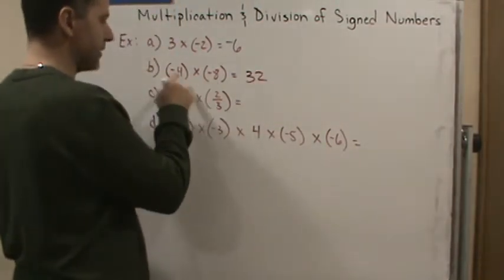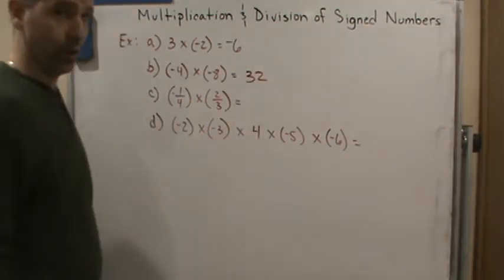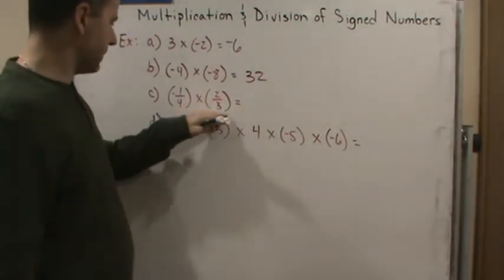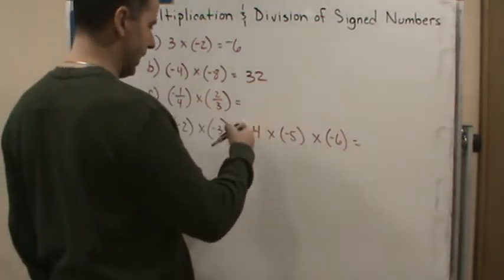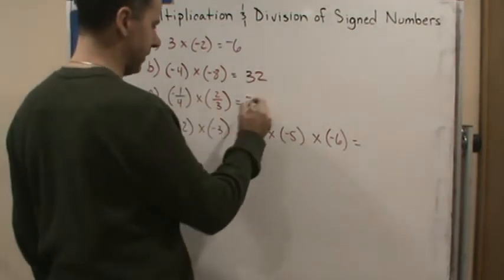Now, they have the same sign. So a negative times a negative is positive. So the answer is going to be 32, okay? Well, here, I've got opposite signs, right? So I'm going to multiply these fractions as just in absolute value, but the answer is going to be negative because they have opposite signs.